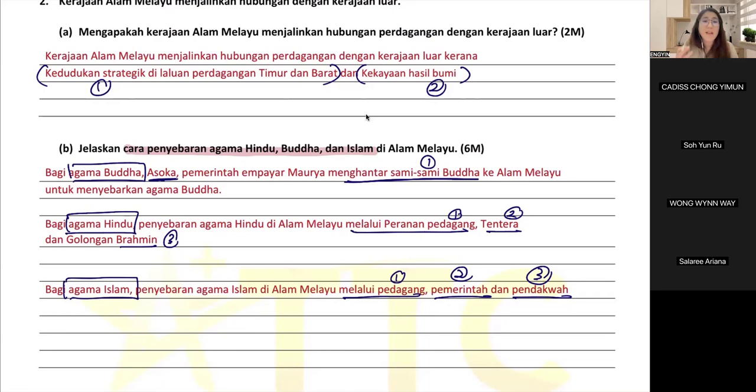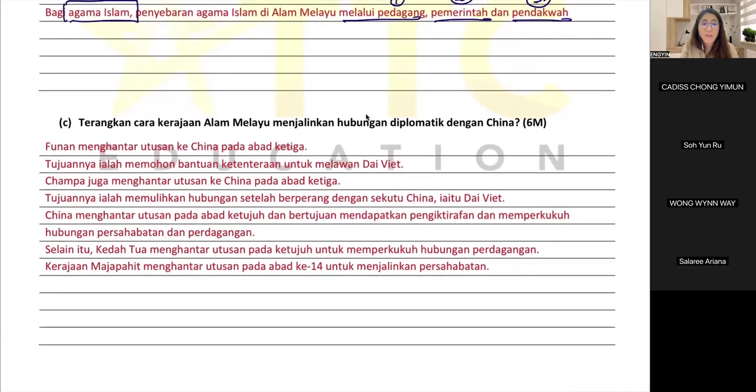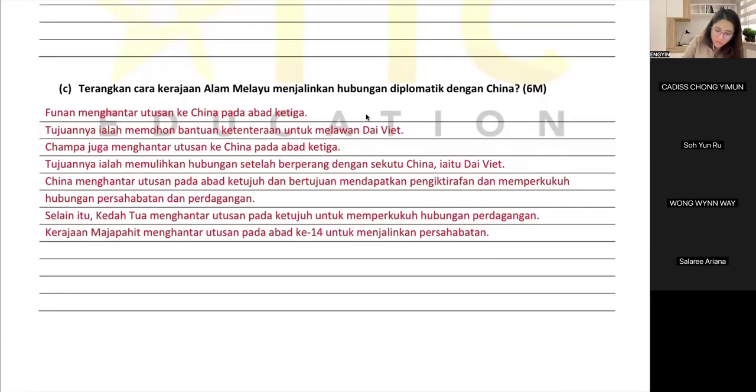So I'm teaching you the study method and how to prepare, okay? And the last one is talking about how did the Alam Melayu Kingdom have the diplomatic relationship with China? Actually, we have a few, but I'm giving you this few: Funan, Champa, Kedatuan, Majapahit. You see, we have a lot of answers, but this is how I do it.